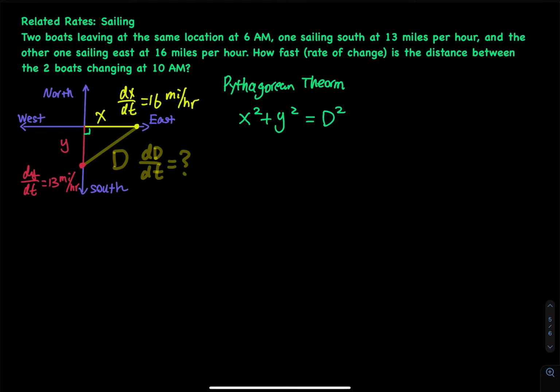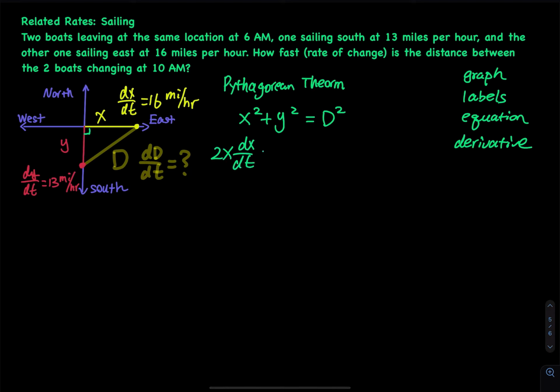So what we have done so far is we need a graph, and then we need labels, and then we need an equation. And then the next step is to take the derivative using implicit differentiation. With respect to what variable? This is with respect to time. So take the derivative on both sides with respect to time using implicit differentiation. Power rule, so we have 2x, and since it is with respect to time we add a dx/dt to it, and then 2y dy/dt, and then we have 2d dd/dt.